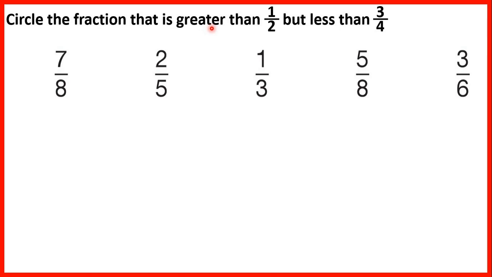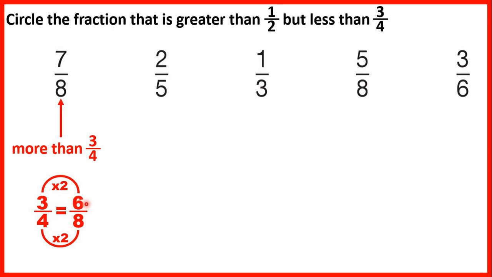Circle the fraction that is greater than 1/2, but less than 3/4. So first we have 7/8. That's not our fraction, because 7/8 is more than 3/4. We can see that 3/4 is equivalent to 6/8, but we need a fraction that's less than 3/4, so less than 6/8.